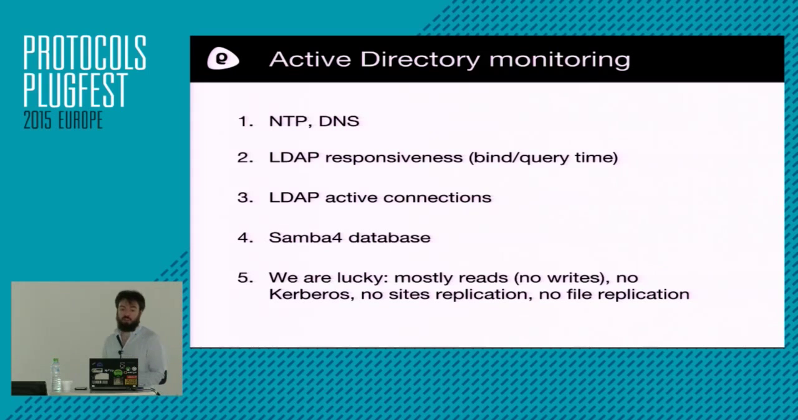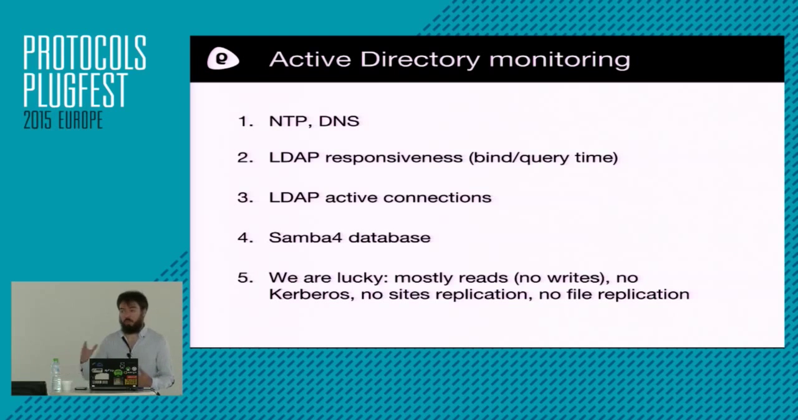When we are going to monitor Active Directory, there are 4 things important to me that we need to keep an eye on. First of all, NTP and DNS, those are requirements for any Active Directory deployment. We should be monitoring those. Second one, LDAP responsiveness, and I think there's a typo there. Anyway, we want to see if our LDAP is performing properly, and it is fast. And this is where I will be showing you a plugin that we wrote for doing that.